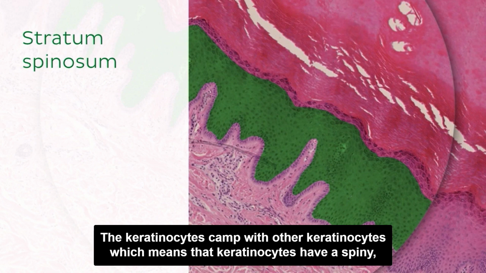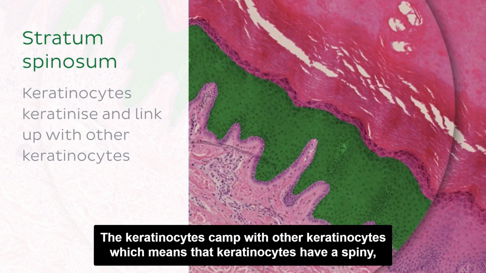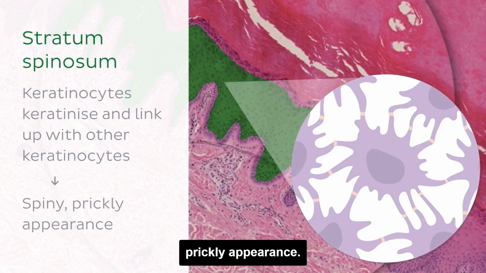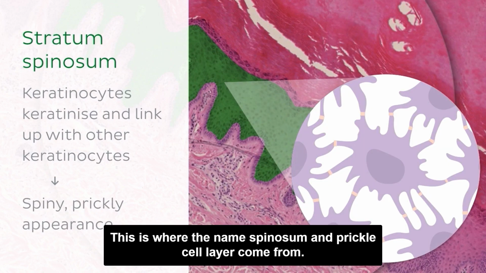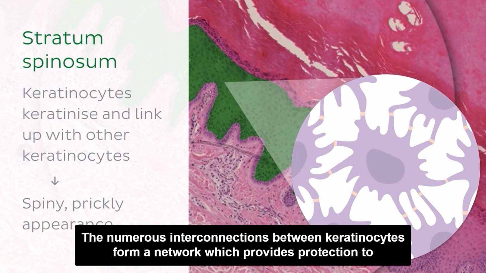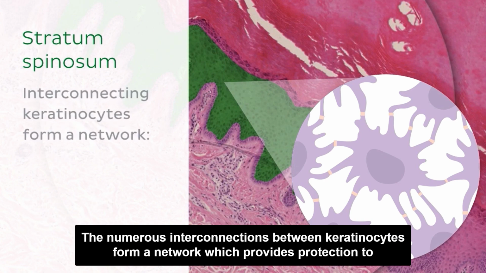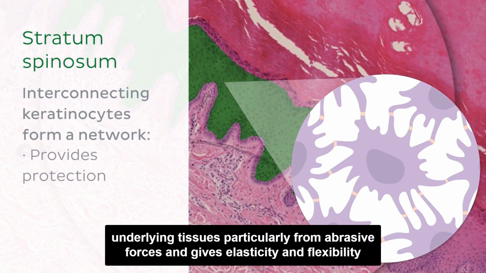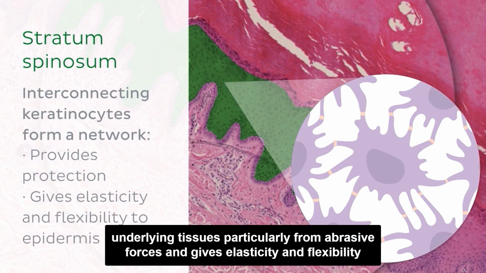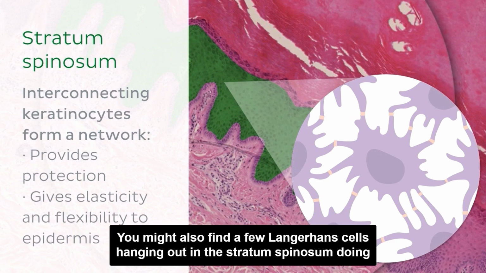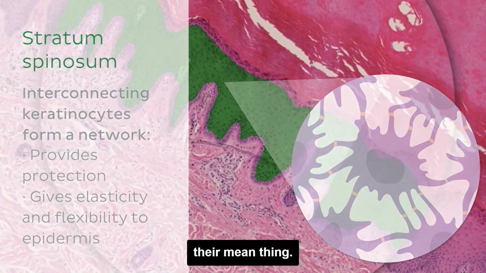The keratinocytes connect with other keratinocytes, which means the keratinocytes have a spiny, prickly appearance. This is where the names spinosum and prickle cell layer come from. The numerous interconnections between keratinocytes form a network which provides protection to underlying tissues, particularly from abrasive forces, and gives elasticity and flexibility to the epidermis. You might also find a few Langerhans cells hanging out in the stratum spinosum, doing their immune thing.